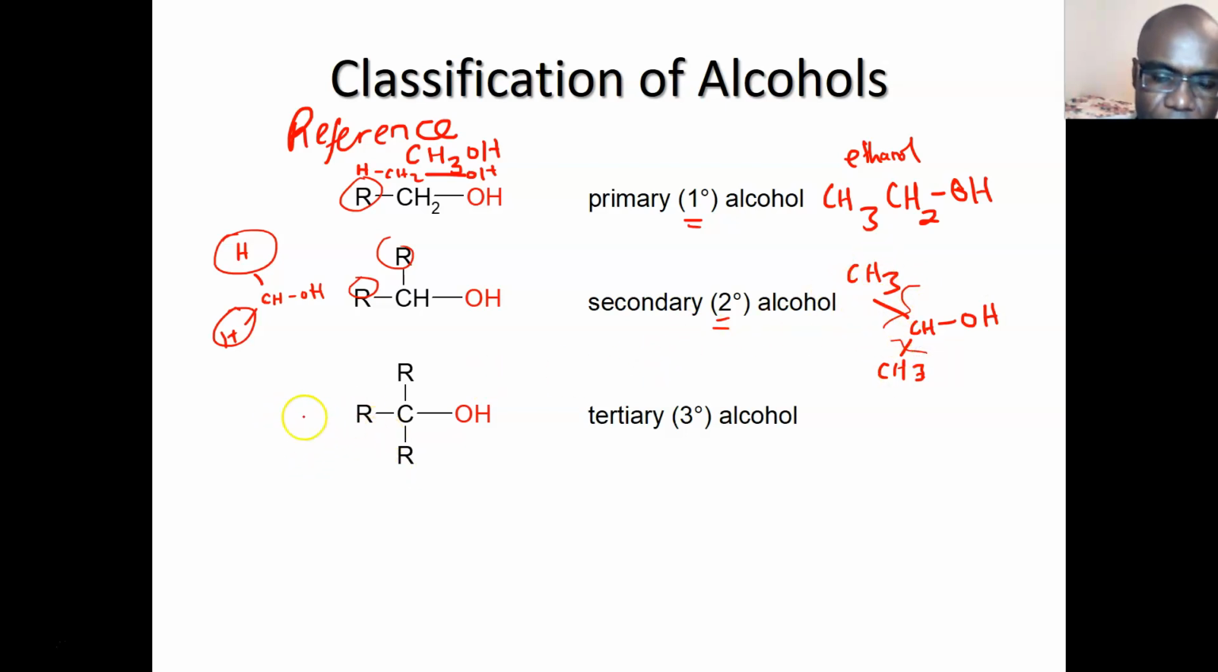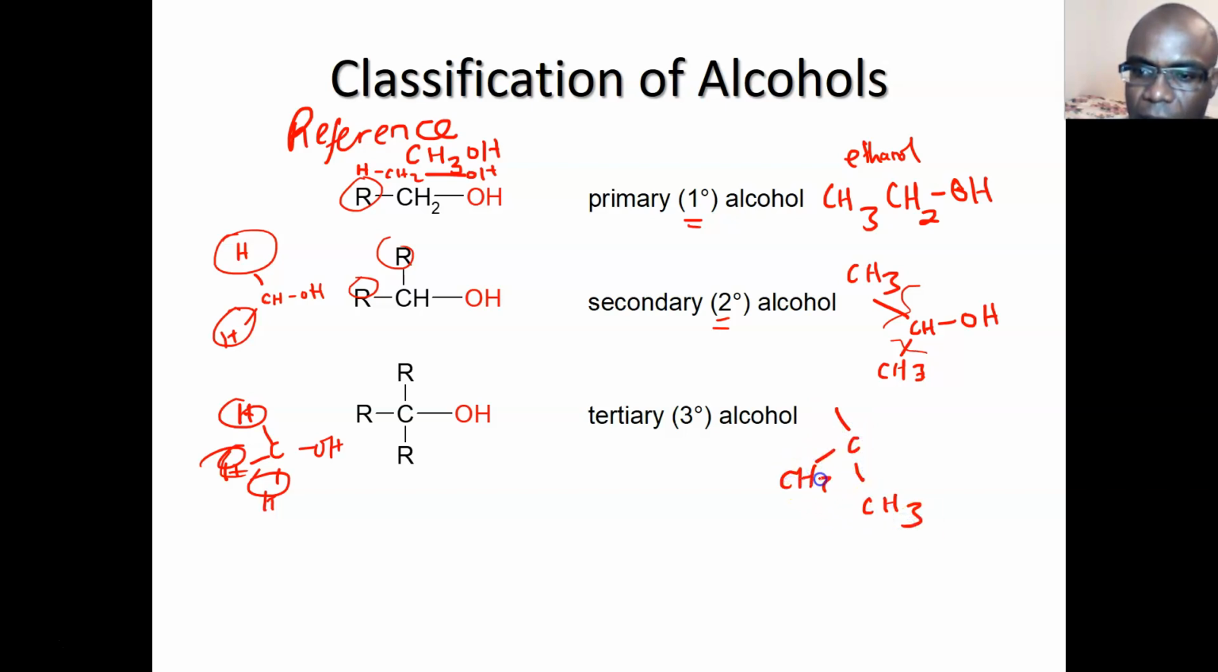Tertiary alcohol. Now all the hydrogens are replaced. All the hydrogens on methanol or reference are replaced. You replace all these guys with R groups. The best example, smallest example for this is tert-butanol. You have 3 alkyl groups and an OH. That's just an example. Otherwise, it can be so many things.